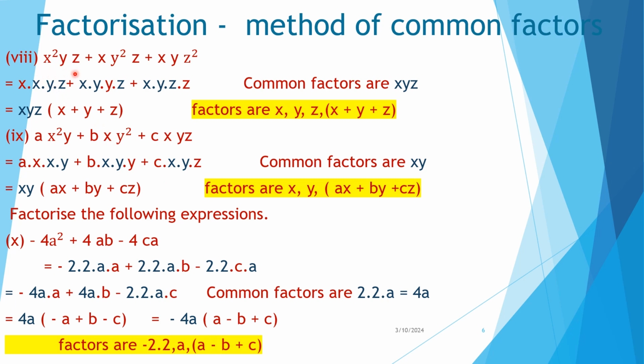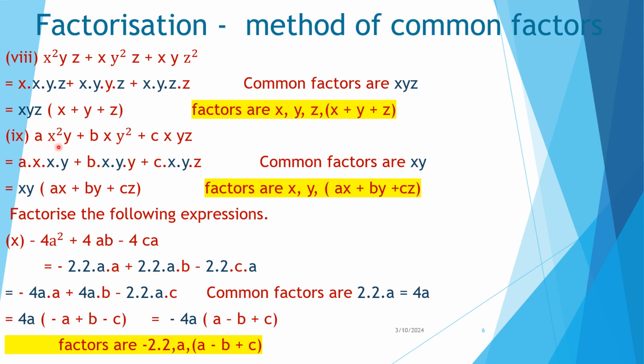Now, I have three terms in this expression. I have to find the common factors as well as factorize it. Now, let's find the factors first. So, x square yz can be written as x into x into y into z. In the same way, x y square z can be written as x into y into y into z. And x y z square can be written as x into y into z into z. Factors are x, y, z, and x plus y plus z.